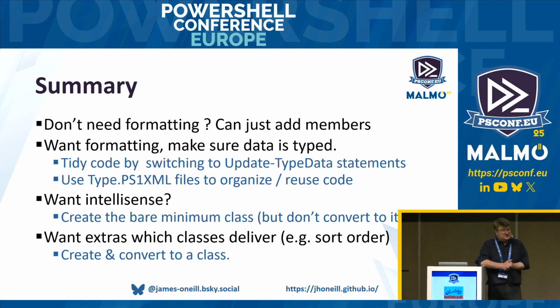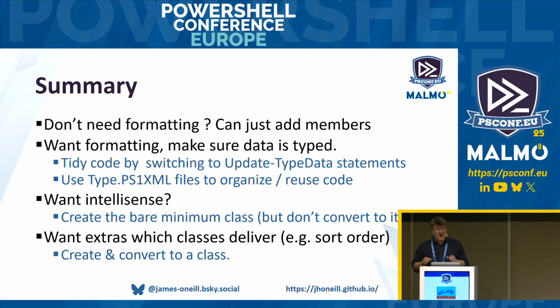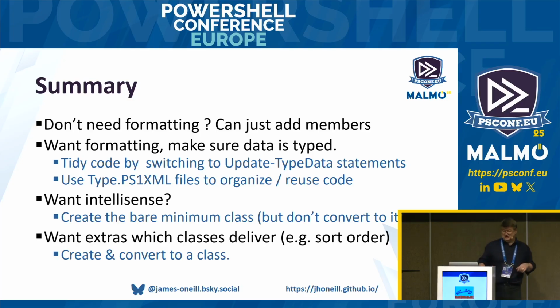So, a summary then. If we don't need formatting, well, you can just add members as necessary. If you do want formatting, then give the data a type name and create a formatting XML file, and maybe think about moving extra members from update type data into a PS1 XML file as well. If you want IntelliSense, well, there you go. You can create the bare minimum class. And if you want more class things, then you do it like that last bit that I just showed you.